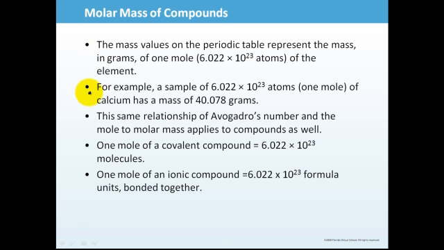So for an example, if somebody asks you what is the mass or the molar mass of calcium, you'd go to the periodic table and you'd simply say the 1 mole of calcium is 40.078 grams. So in other words, 6.022 times 10 to the 23rd atoms of calcium would equal 40.078 grams.